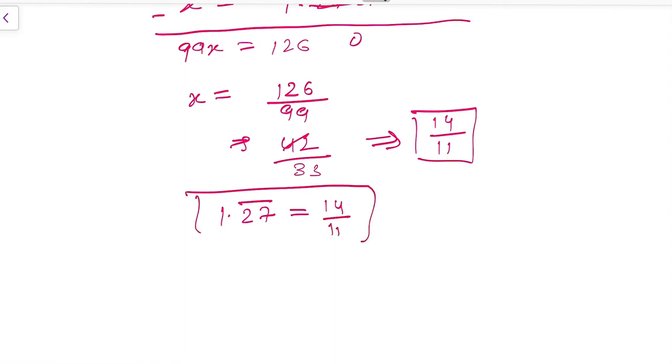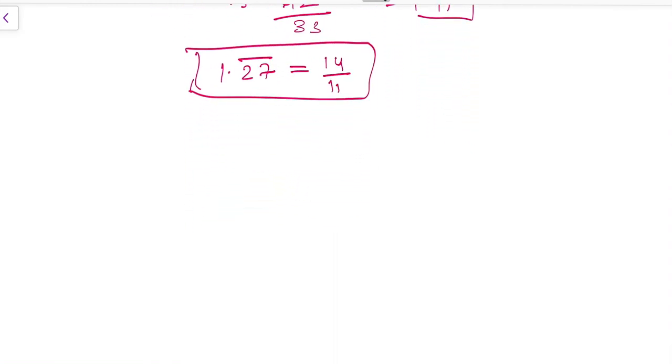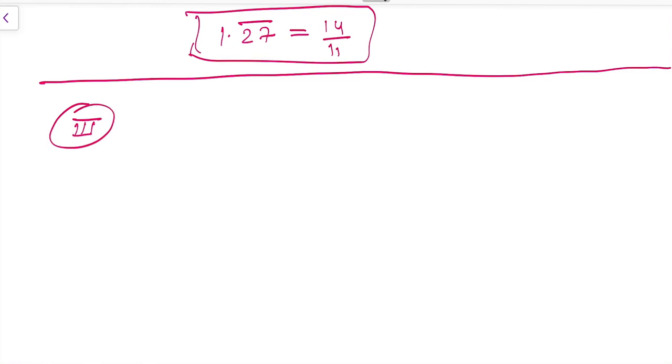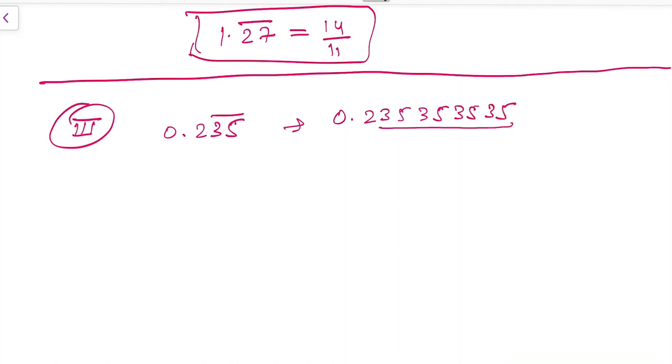Now the last type remaining is the third question: 0.235 with a bar on 3 and 5. There is no bar on 2, so this number is like 0.2 then 35, 35, 35. Only 35 is repeating again and again, and 2 is not repeating, therefore there is no bar on 2.